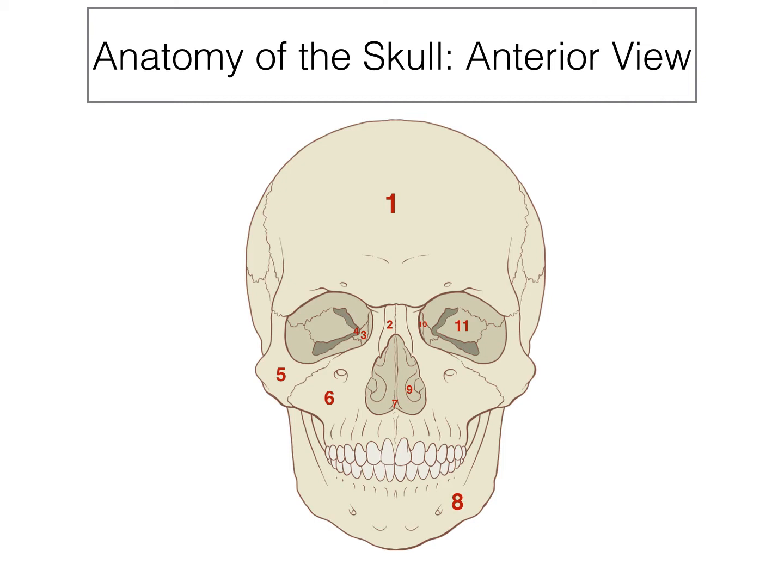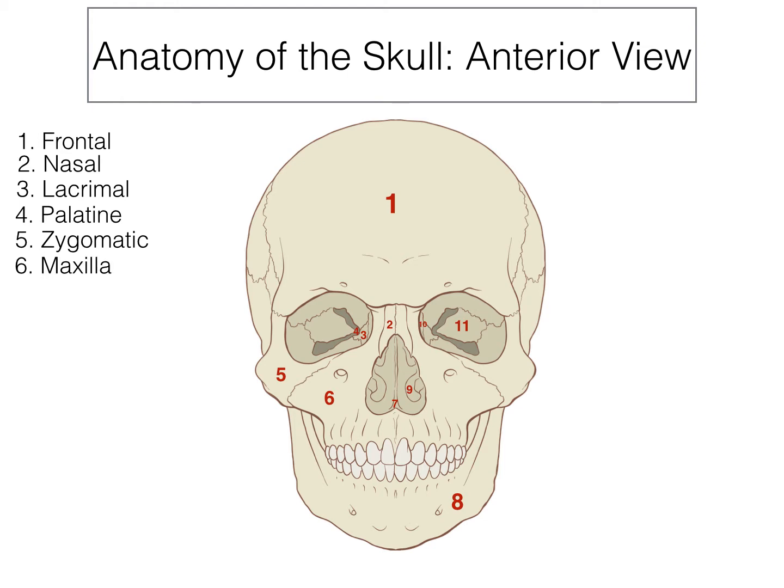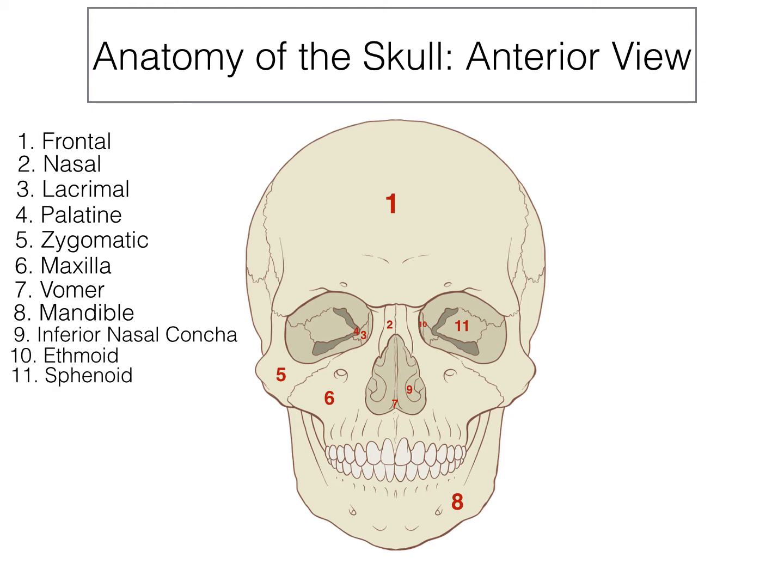Starting with number 1, we have the frontal bone, 2 is the nasal, 3 is the lacrimal, 4 is the palatine. 5 is the zygomatic, and that is around our cheek area. 6 is the maxilla. 7 is the vomer. 8 is the mandible, around our jaw area and our jawline. 9 is the inferior nasal concha. 10 is the ethmoid. And 11 is the sphenoid.